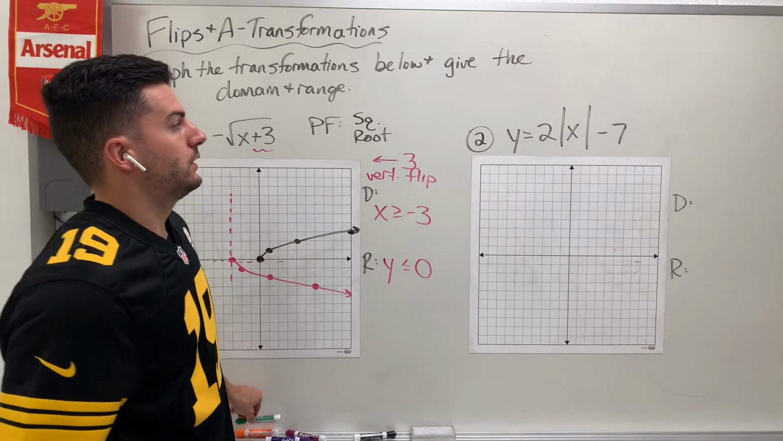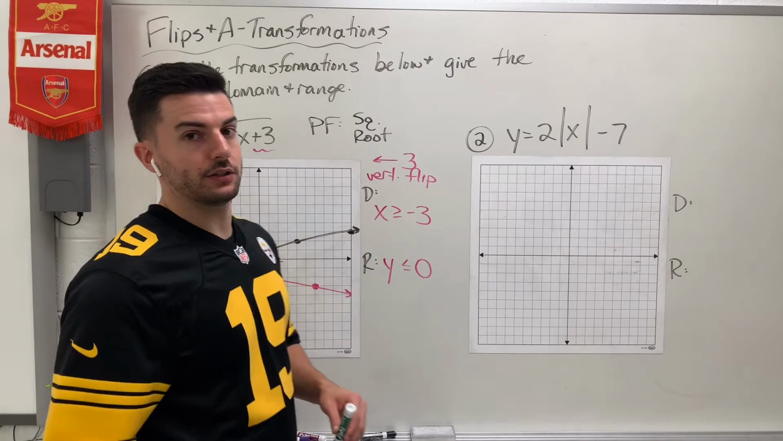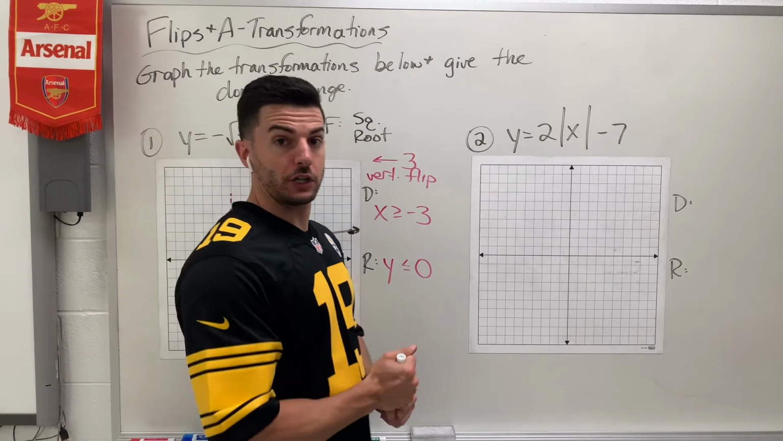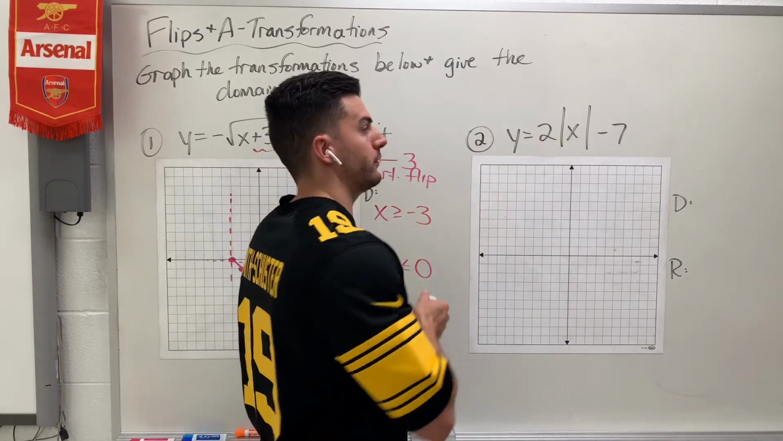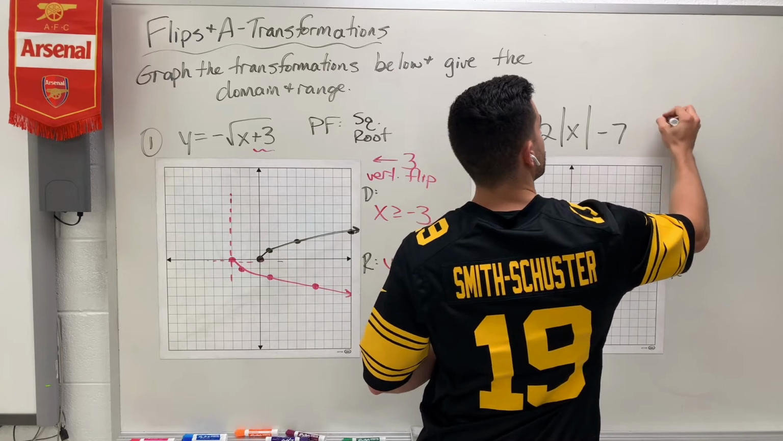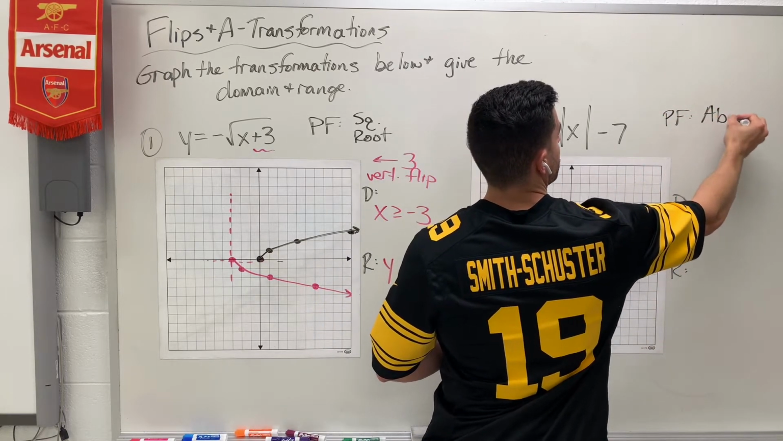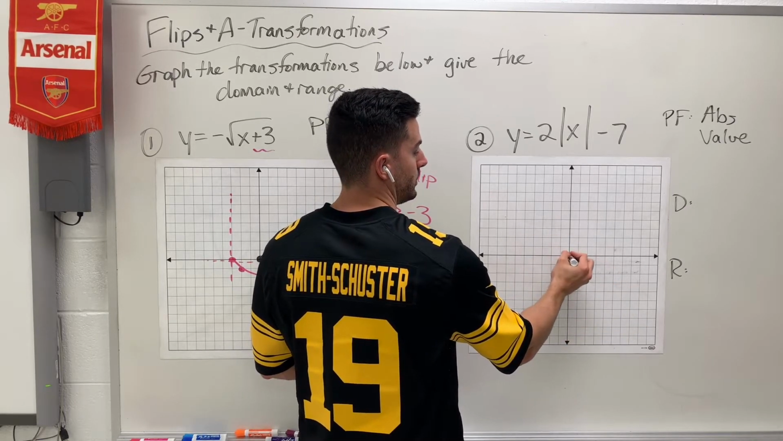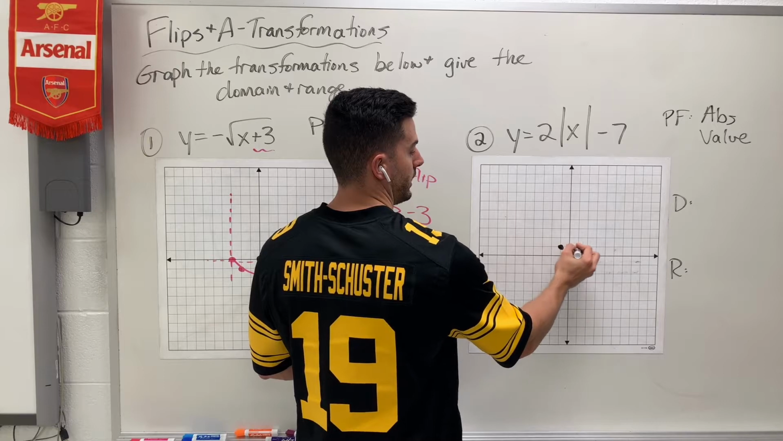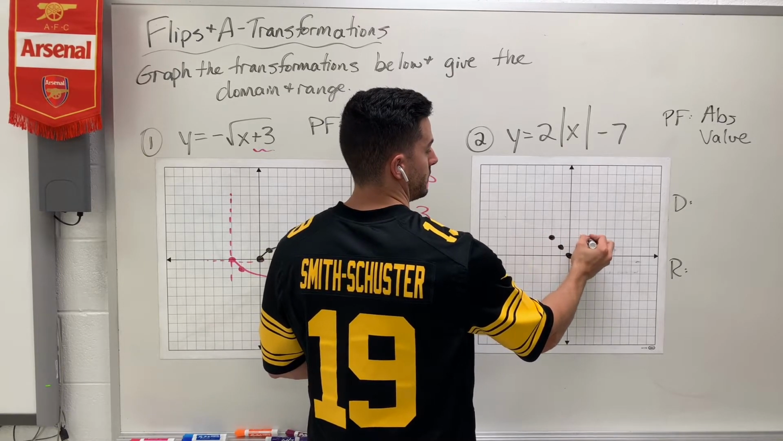Number 2, y equals 2 times the absolute value of x minus 7, okay? So same thing, we want to look at this and think, okay, what are the transformations? Well, first, what's the parent function? The parent function here is that absolute value. So again, we sketch that. That's the V, right, starting in the middle. Up 1 over 1 to both sides. Up 2 over 2 to both sides.